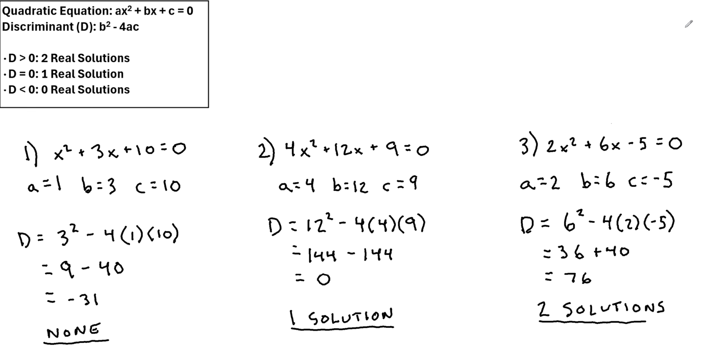So those were 3 examples of how to use the discriminant to find the number of solutions to a quadratic equation.